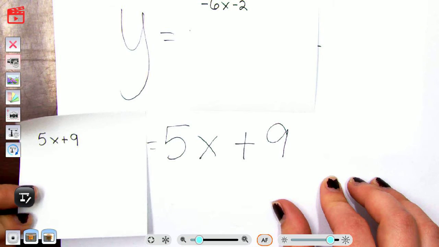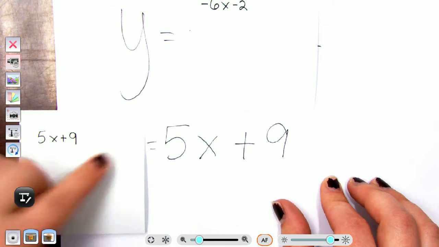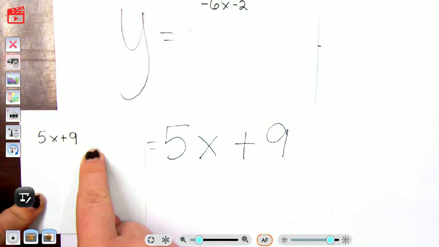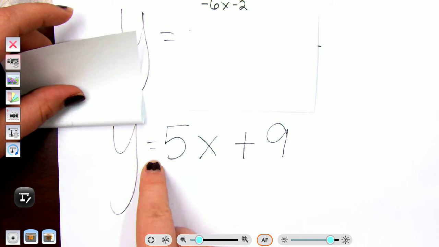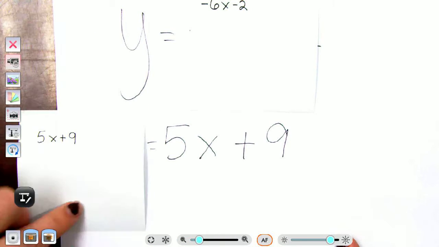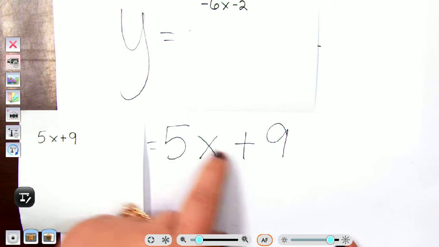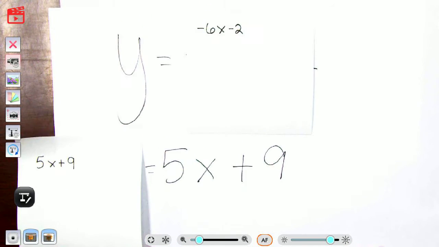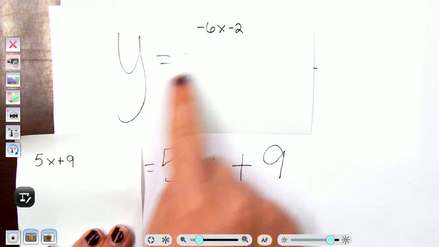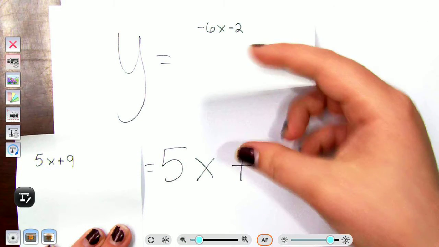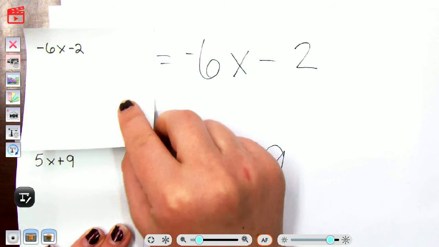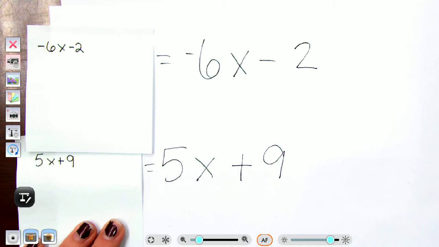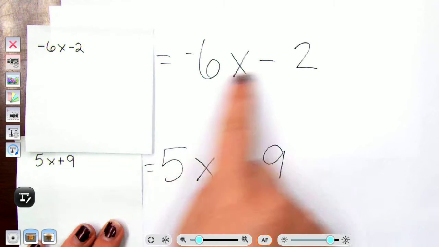I'm going to take my sticky note and cover this y. So this y is actually 5x plus 9. How do I know? Because it tells me y is 5x plus 9. So 5x plus 9 is 5x plus 9. Okay. Now let's do the same thing here. If I know y is negative 6x minus 2, that means negative 6x minus 2 is negative 6x minus 2. These two are equivalent.